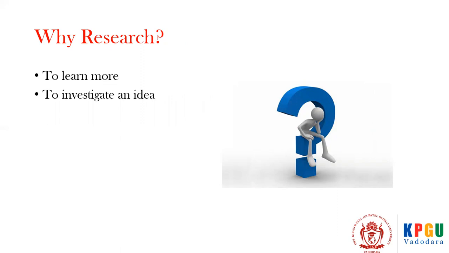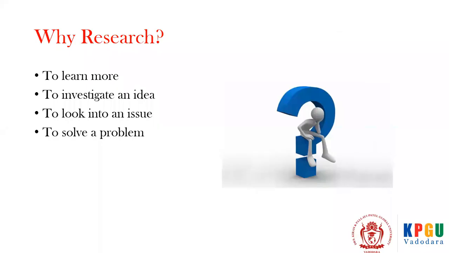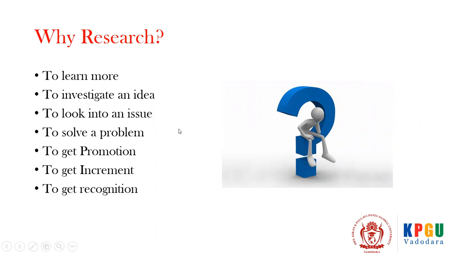So why research? Research is done to learn more. Research is done to investigate an idea, to look into an issue. It can be to solve a problem. It can be to get a promotion. That can also be the case. It can be to get an increment, to get recognition, right? So these bottom three objectives also govern research when you are a teaching faculty.